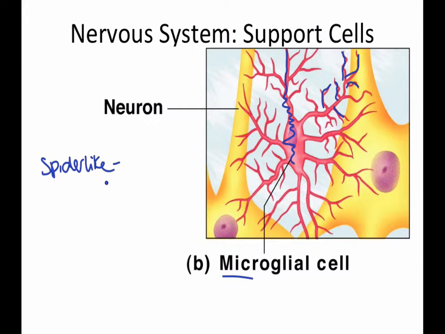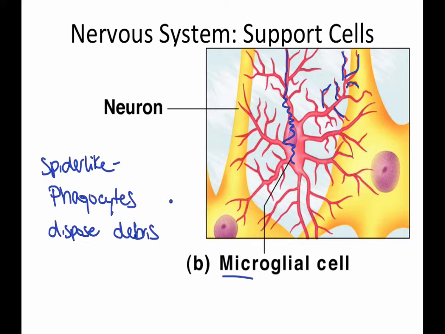The microglial cells are spider-like, and they act as phagocytes. A phagocyte is really just responsible for getting rid of debris. It's sort of like the garbage can. So a phagocyte, we'll say, is going to dispose of debris. And that's the microglial cell.